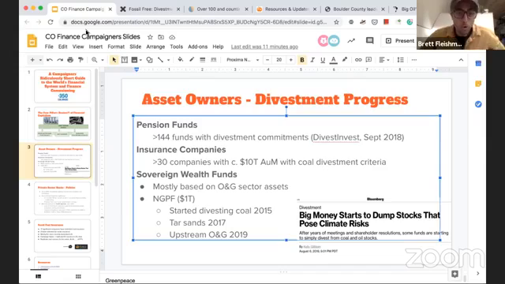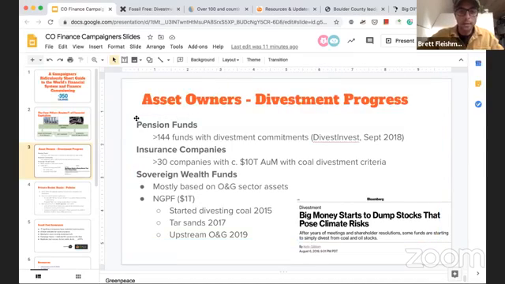Asset owners is sort of classic divestment. We've been going to pension systems, calling for divestment. Somebody calculated the number of pensions globally who've committed to some sort of divestment back in 2018, and it was more than 144. And then insurance companies have also started to make announcements. This is almost all European insurance companies, but more than 30 with 10 trillion in assets under management, and sovereign wealth funds.